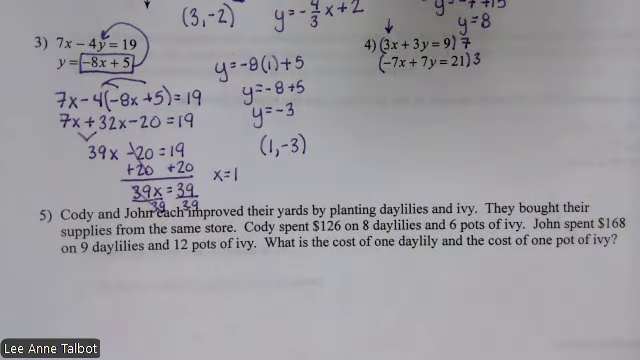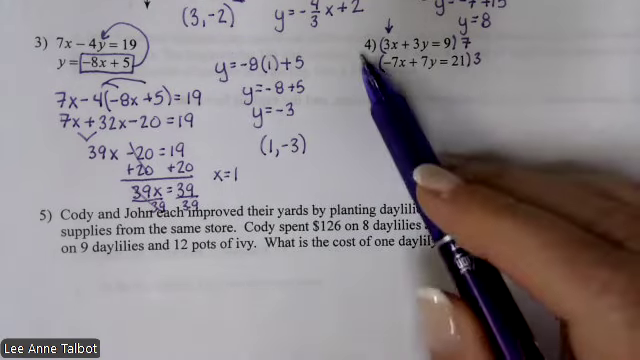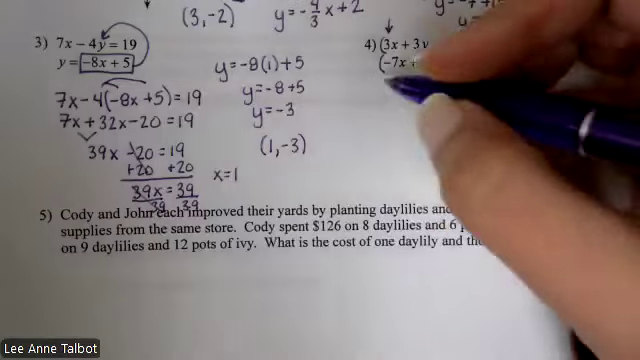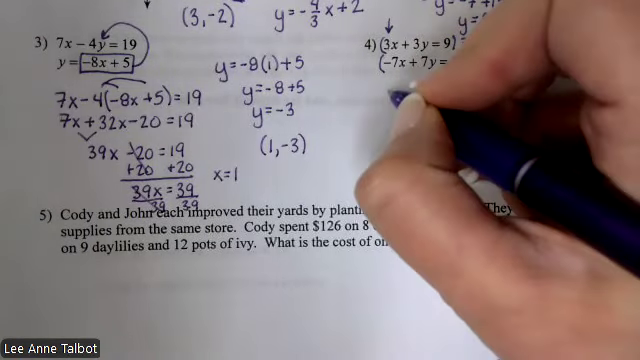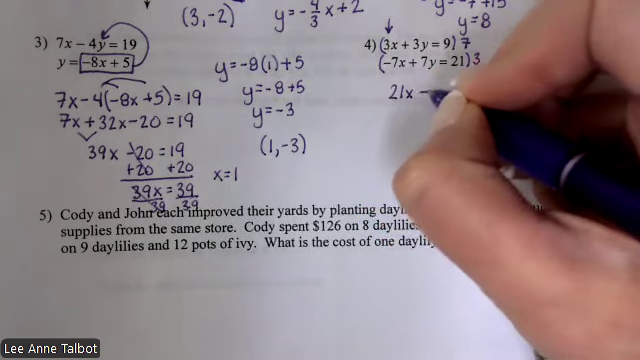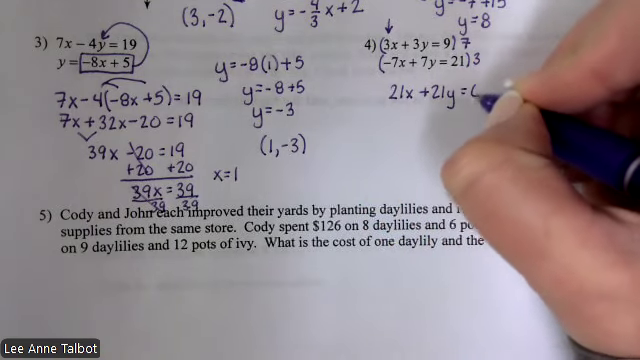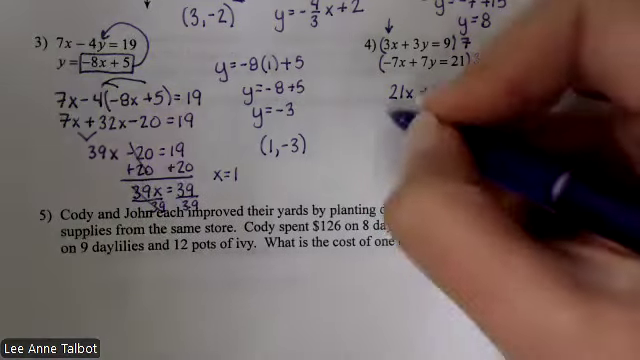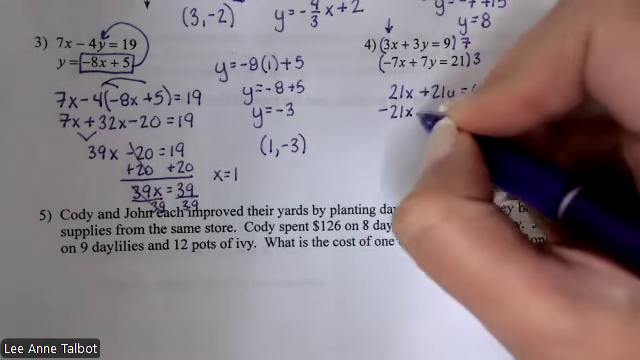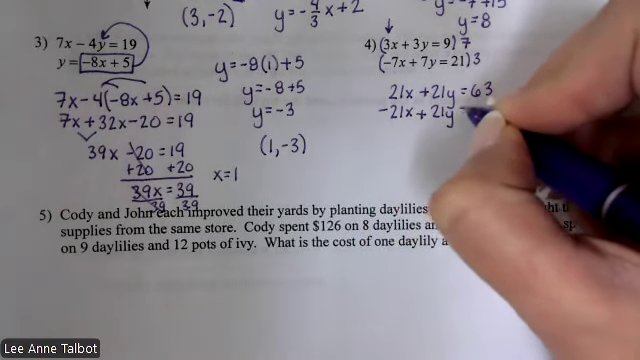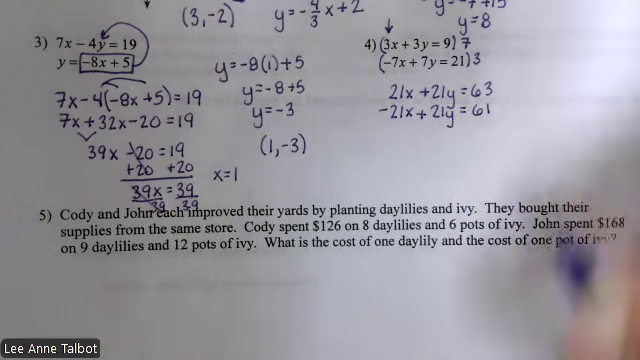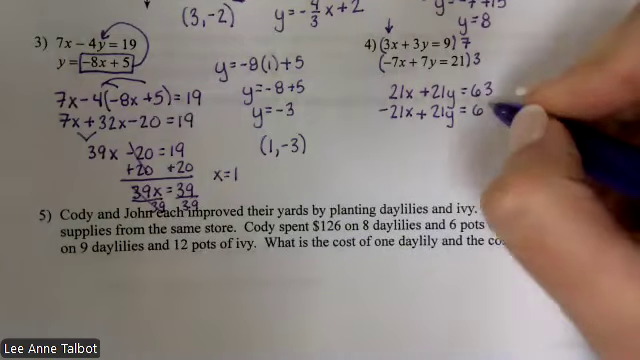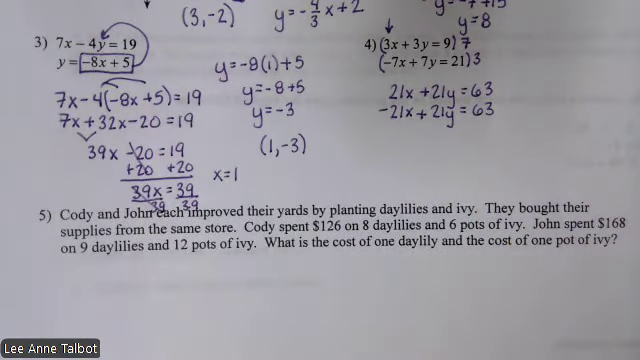One of the other things I noticed on the quiz was people did not distribute everything. So when you're distributing, you have to distribute everything. So distribute the 7, so that's 21x plus 21y equals 63. And then I have -21x plus 21y equals 63 also? I don't know. We'll see.